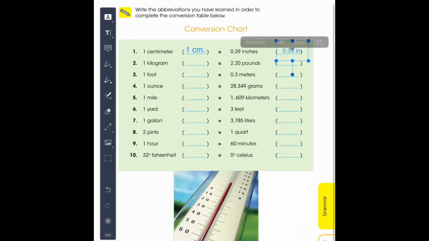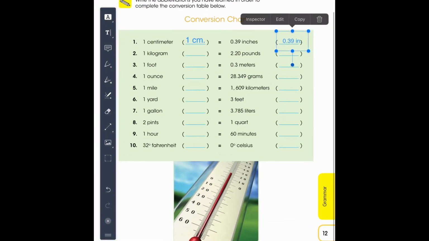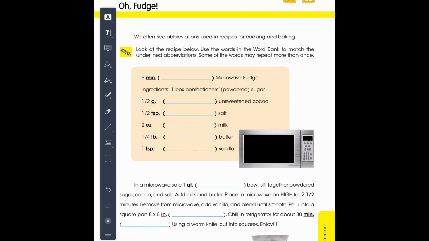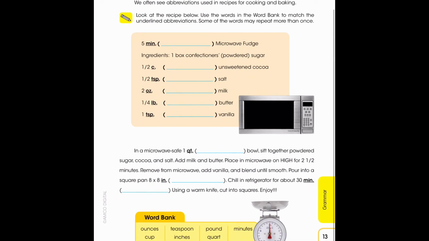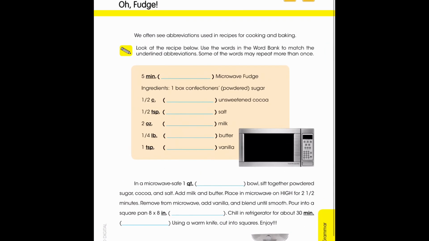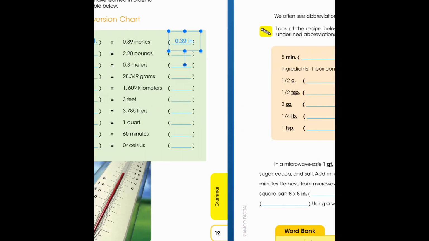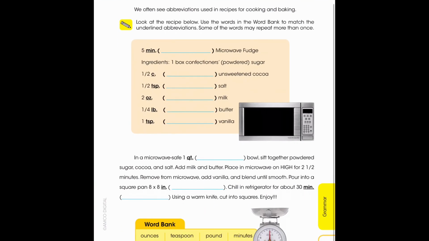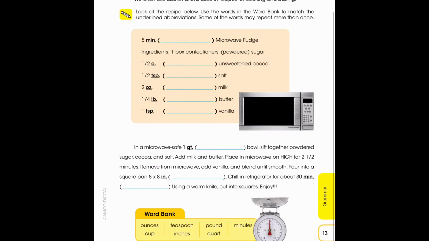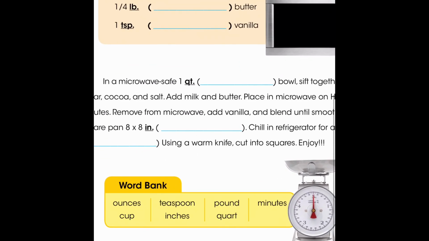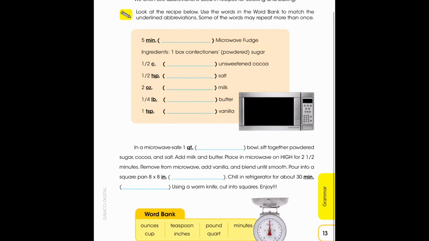So we're going to work page 12, and we're going to work with page 13. Okay, the same thing that we worked here, we're going to work here. And fill in the blanks. Now here, the word bank is going to help you a lot. So you can start off and start working.